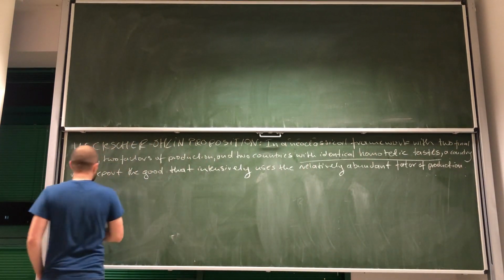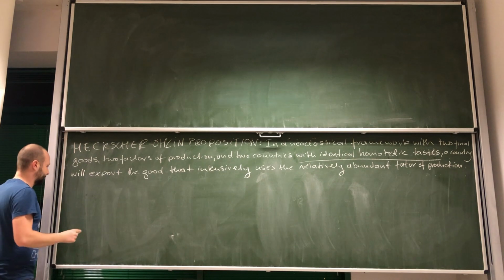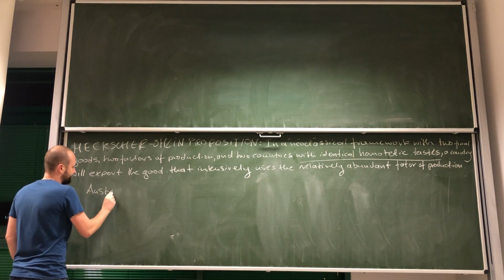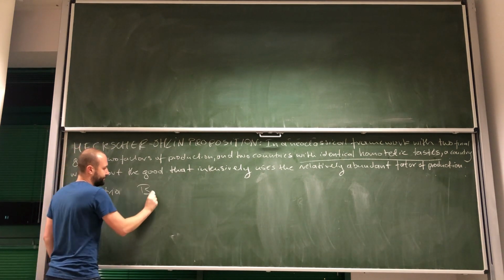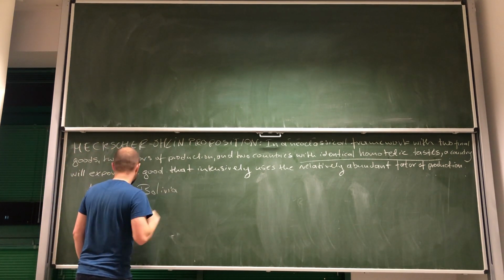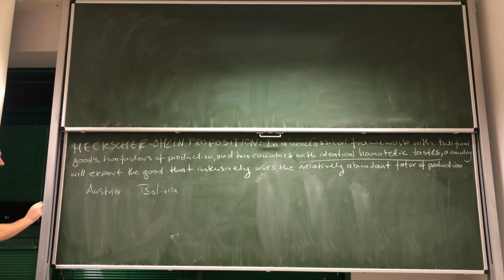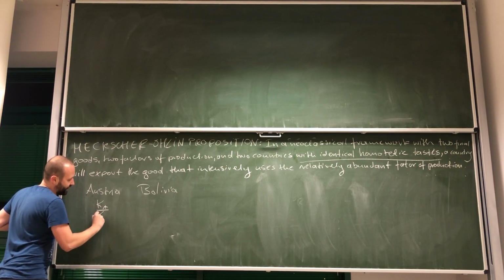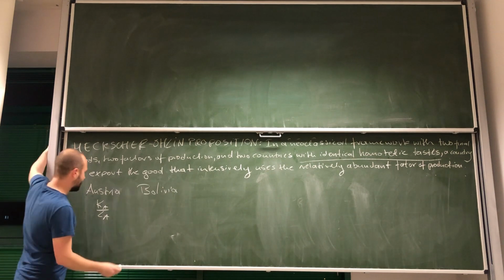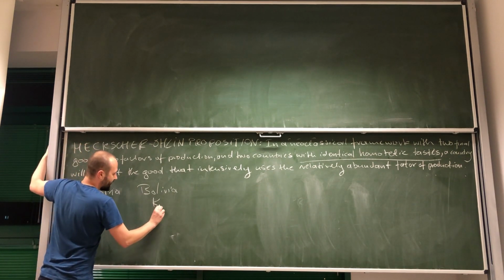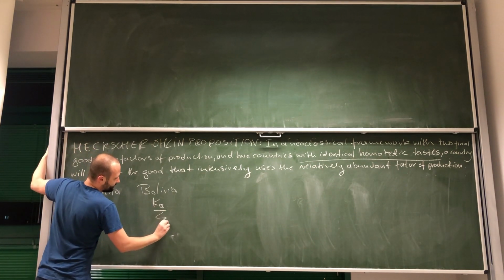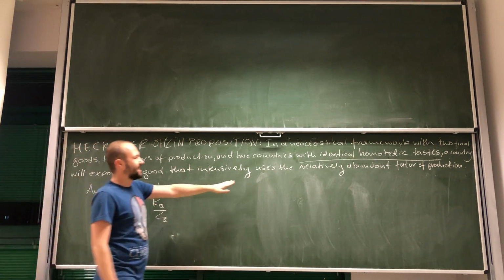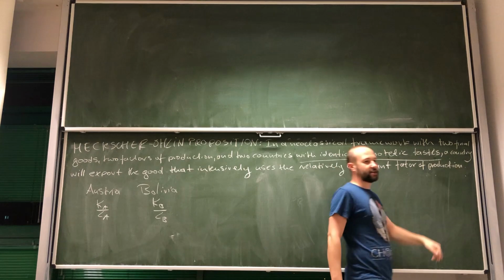So we assume that we have two countries. Okay, so we were assuming we have Austria and Bolivia. Now let's just say that the capital to labor ratio in Austria is KA over LA, while in Bolivia it's KB over LB. Now, what you see over here is the relatively abundant factor of production.